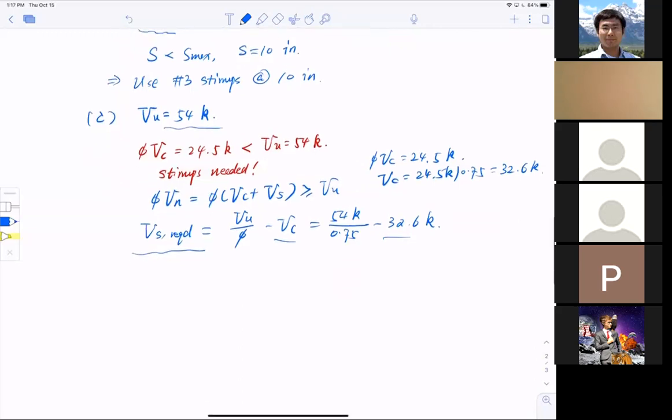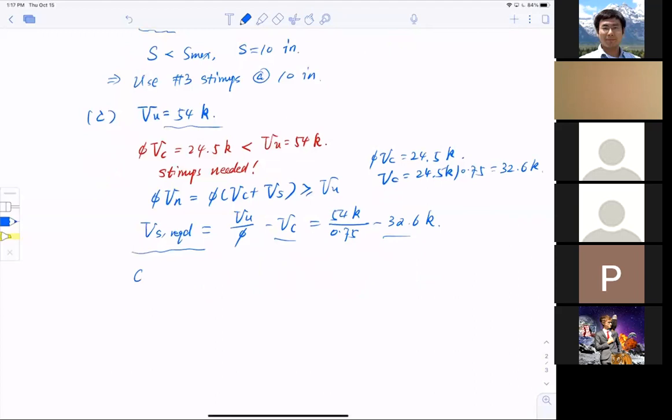So before you do anything, check. Check what? Vs required equals 39.3 kips after subtraction. That's the required shear from the stirrups. It has to be smaller than 8 times the square root of f prime c times bw d. Remember, that's the section check. You plug this number in, this is 130.6 kips. So satisfied.